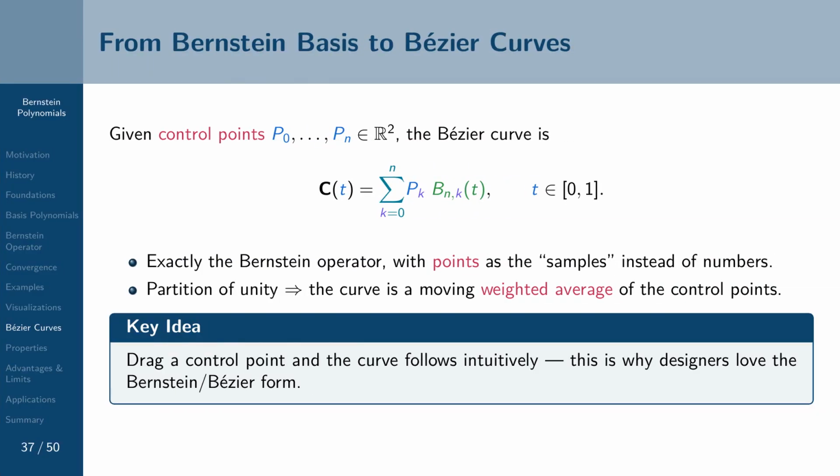Now the payoff for geometry. Given control points p0 through pn, in the plane, the Bézier curve is the sum over k of pk times b sub n comma k of t. This is exactly the Bernstein operator, except the samples are now points, rather than numbers. Because the weights are non-negative, and sum to 1, the curve is a moving weighted average of the control points. That is why dragging a control point moves the curve intuitively, and why designers love this form.